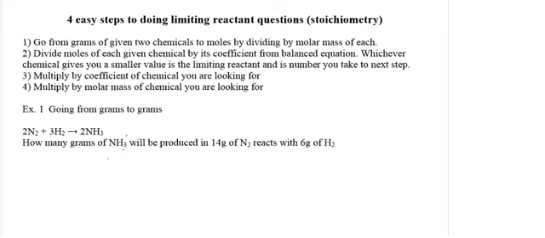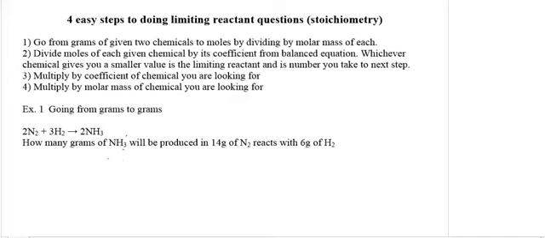I multiply that by the coefficient of what I'm looking for, which once again here will be the 2 moles of ammonia. Step 4, multiply by the molar mass if you need to go to grams, and that will be 17 grams per mole if we're looking at this ammonia example again. The key to understanding this is that steps 2 and 3 are always required in any stoich question. The only things that are not required are steps 1 and 4. It really depends on what you're given and what you're looking for. So let's take a look at how this works out.